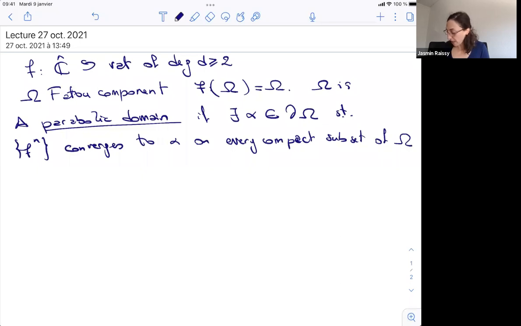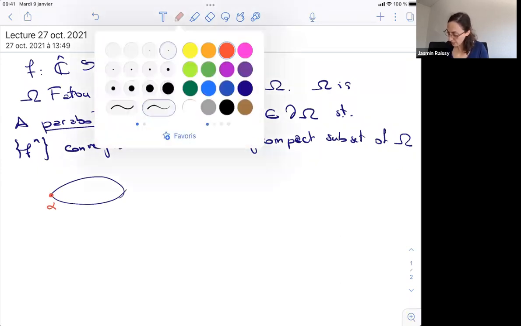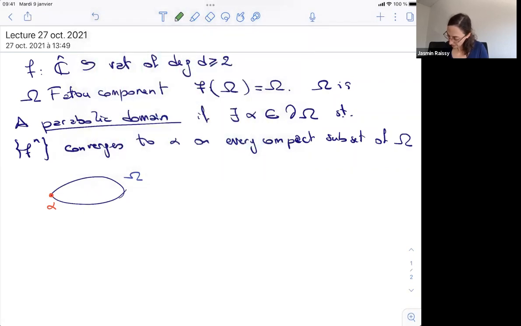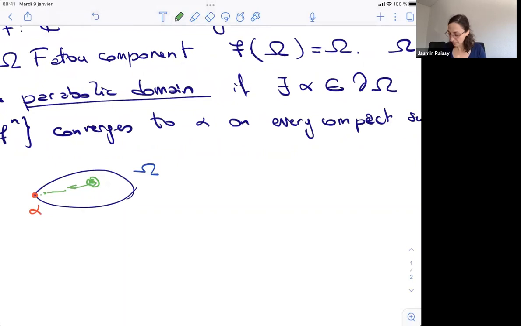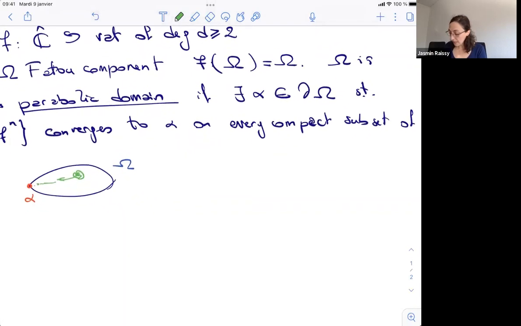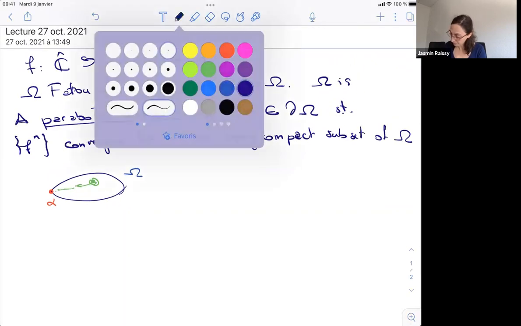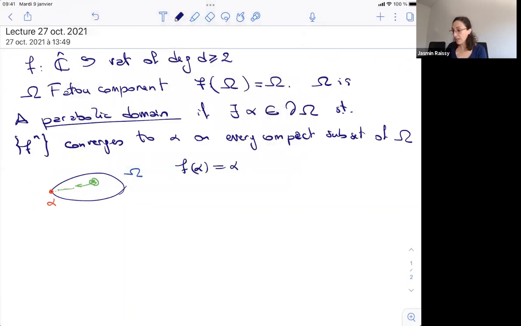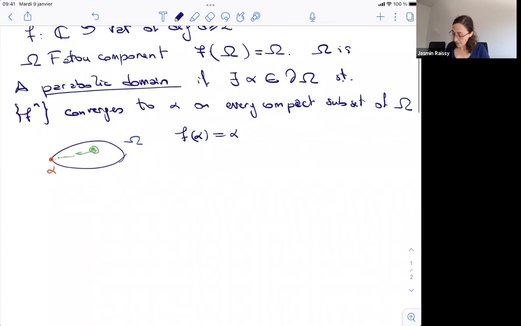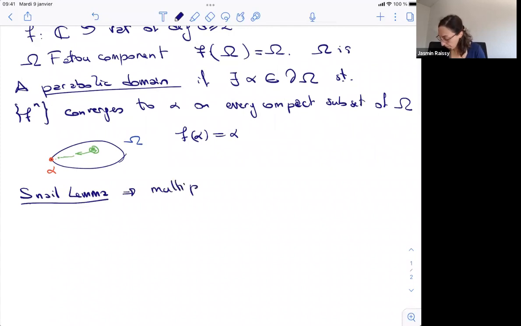So what I tried to draw yesterday, I have a point alpha in here. This is going to be my omega. And if I pick a point in here, well, I will find a neighborhood of this point where the sequence of iterates is going to converge to, actually, maybe I can put it a little bigger, to alpha. And actually, alpha by continuity is going to be a fixed point. So f of alpha is going to be equal to alpha. And moreover, I will not prove it, but there is a lemma which is called the snail lemma, which is going to tell you that the multiplier of F at alpha is going to be equal to 1.